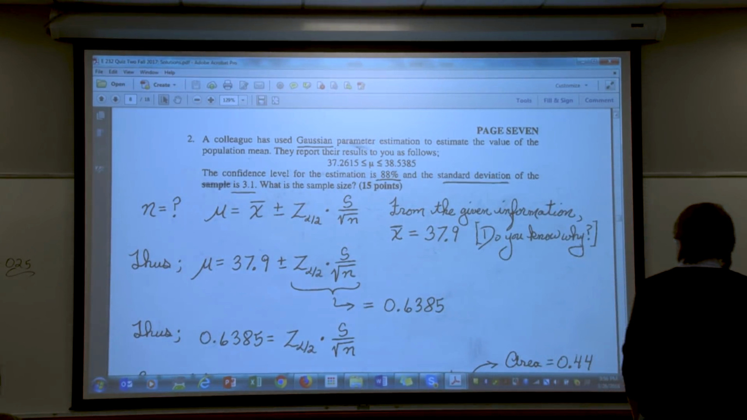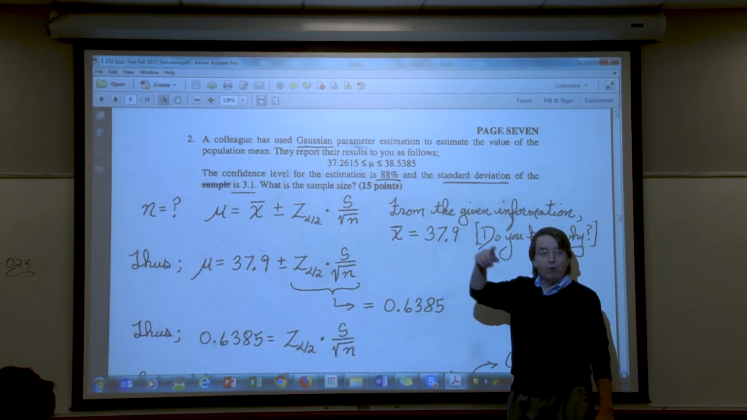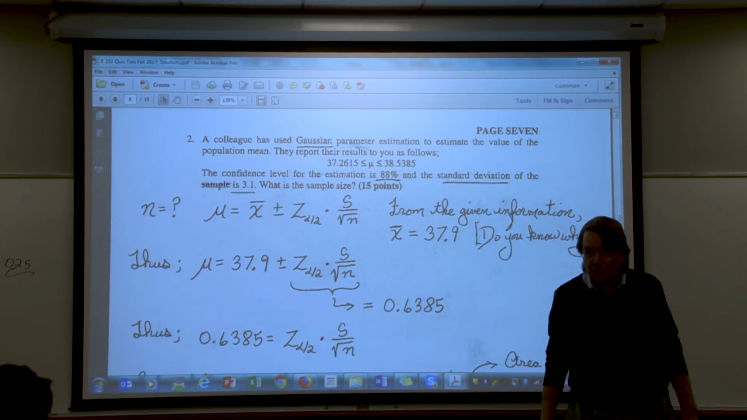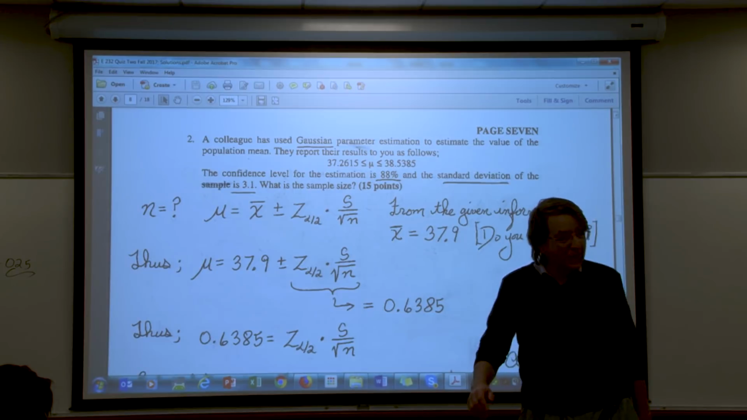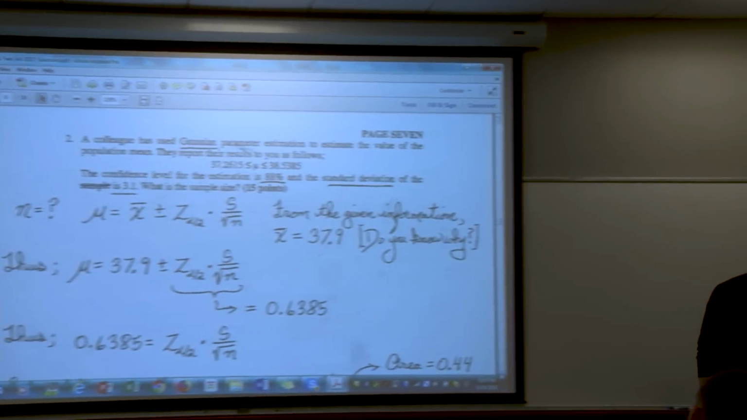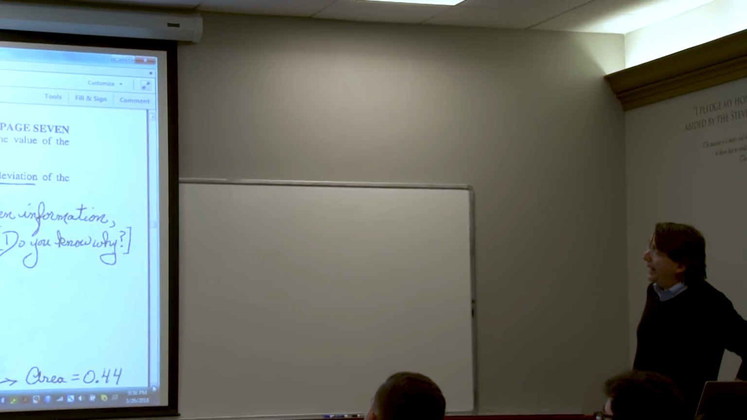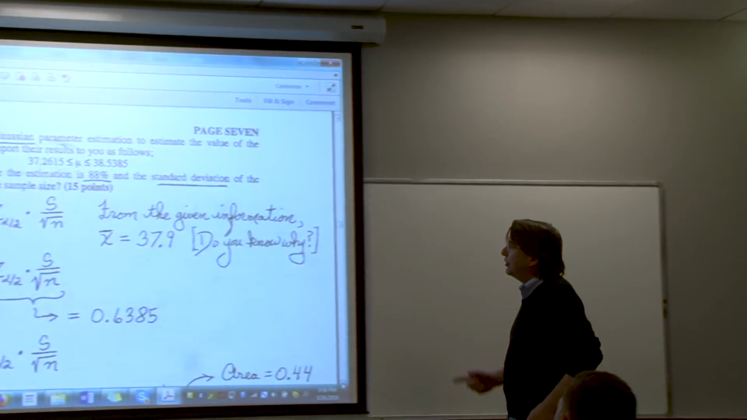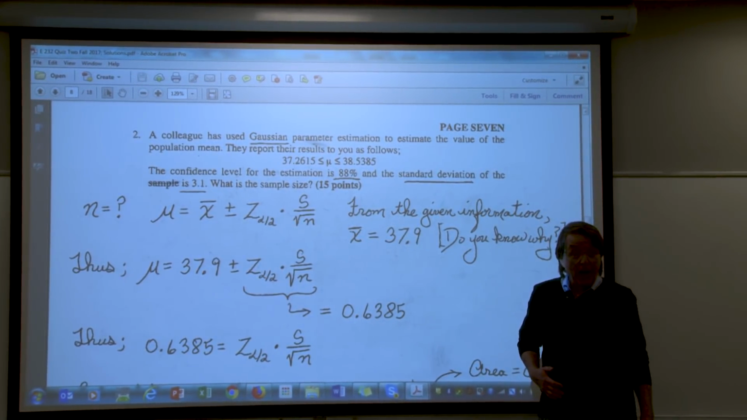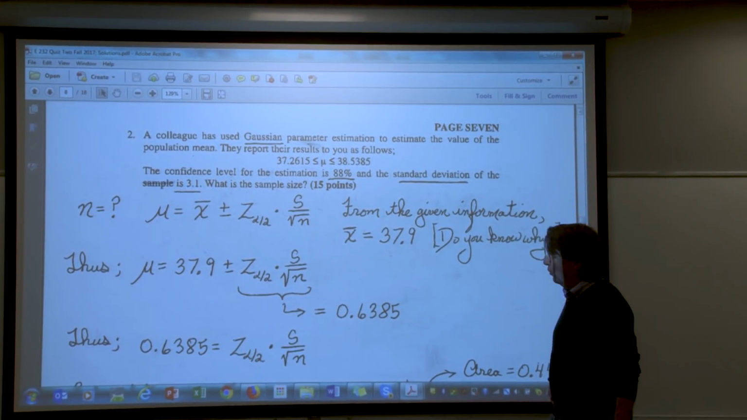So for those of you who were in class, and shame on you if you weren't, I mentioned that I sometimes ask the parameter estimation problems backwards, just to throw a curveball because it's baseball season. We have opening day coming up this week. A colleague says, I've used Gaussian estimation, and I think the mean is bounded by 37.2615 and 38.5385. I ask, how confident are you? 88%. And the standard deviation was 3.1, and then they walk away.